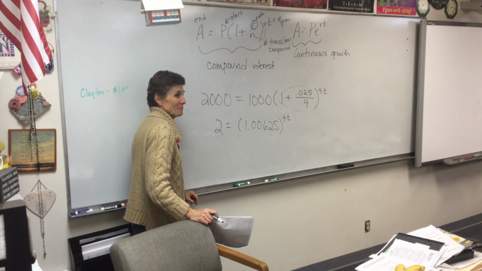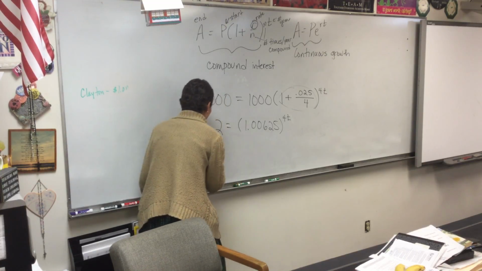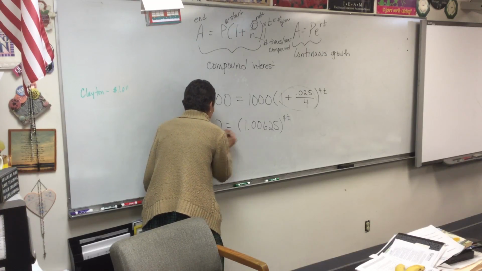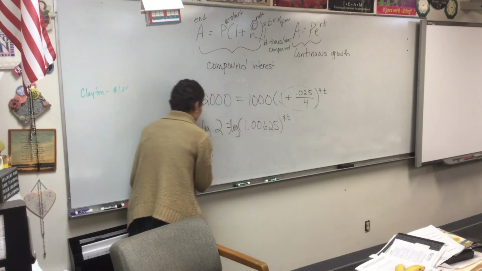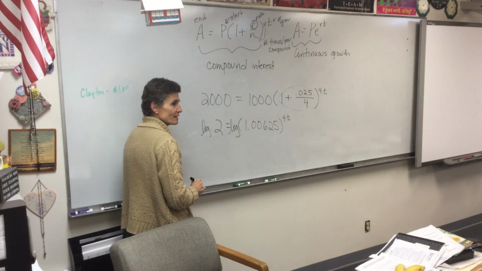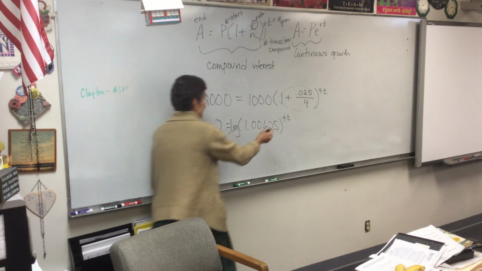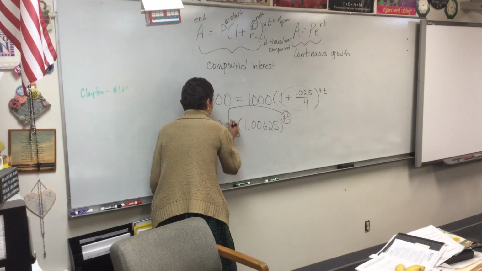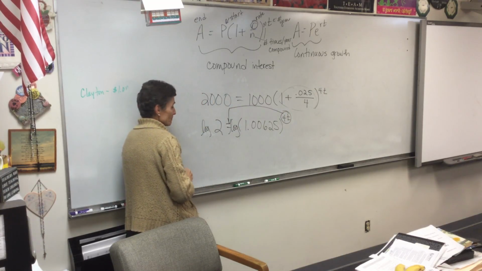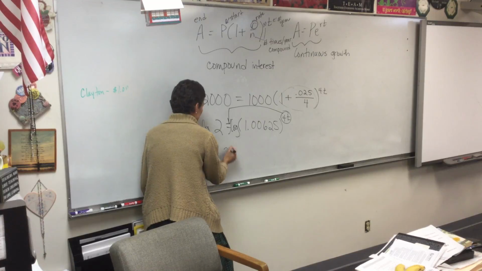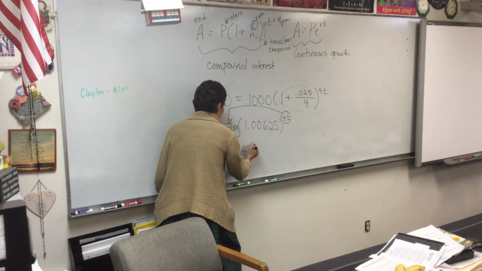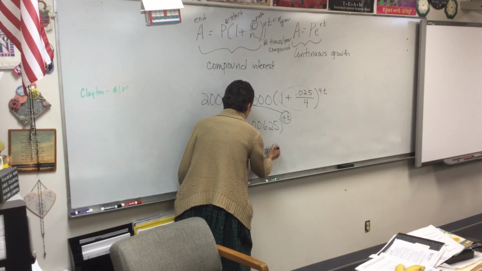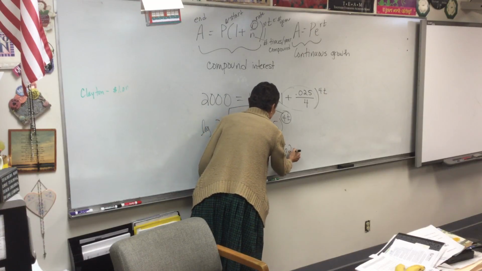Now look. Take the log of both sides, and gang, what beautiful thing happens when we take the log of both sides? This guy right here ends up out here. So we have the log of 2 equals 4t, the log of 1.00625.